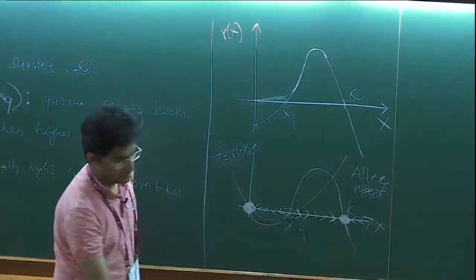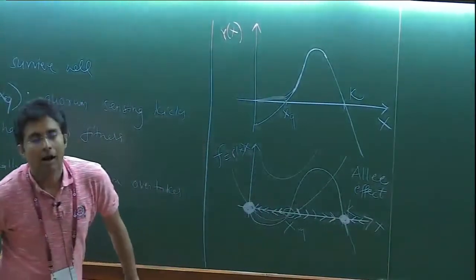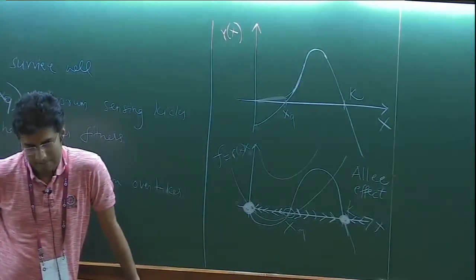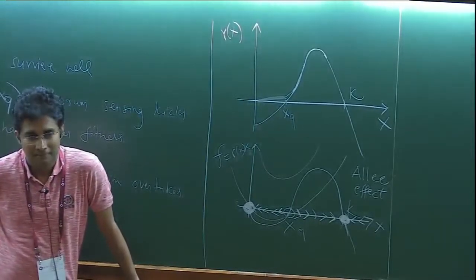It's not going below. It's just touching the x-axis. Right. Okay. Then if on one side we bring a perturbation, it will come back to that one. But if we bring the perturbation on the other side, it will just move away.